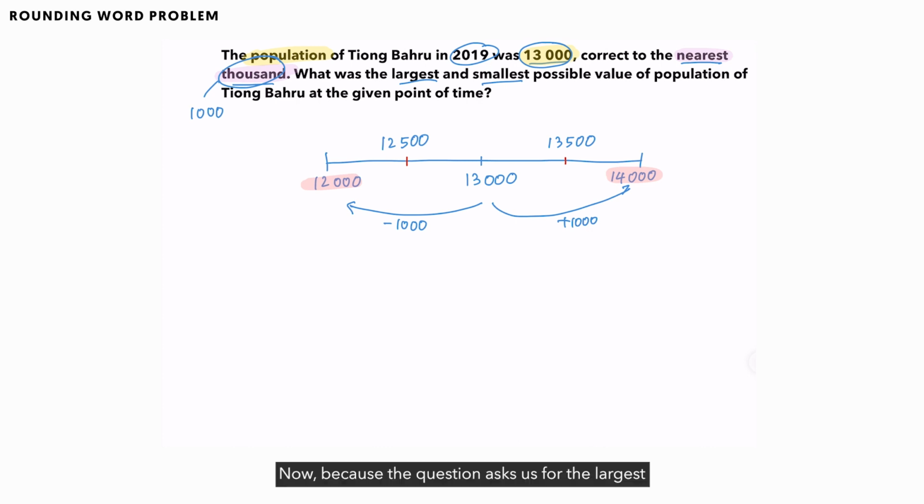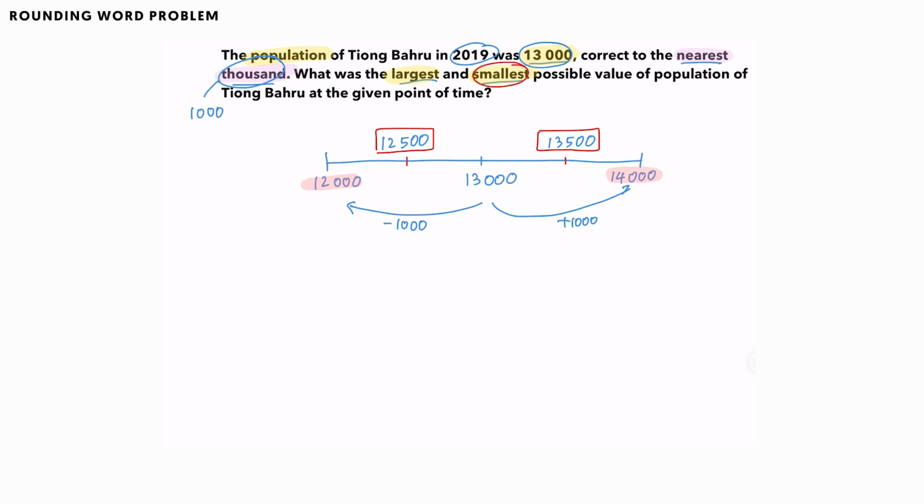Now, because the question asks us for the largest and smallest possible values, one of the answers is already here. So it's either 12,500 or 13,500. Now, let's start with the smallest value first. Because 12,500 is smaller than 13,500, the smallest possible value is likely to be 12,500. So let's write that down. 12,500. Now, is this the smallest value?